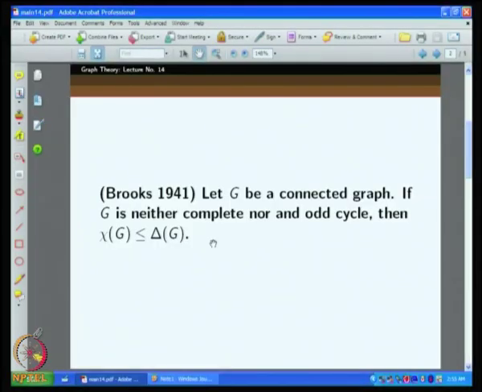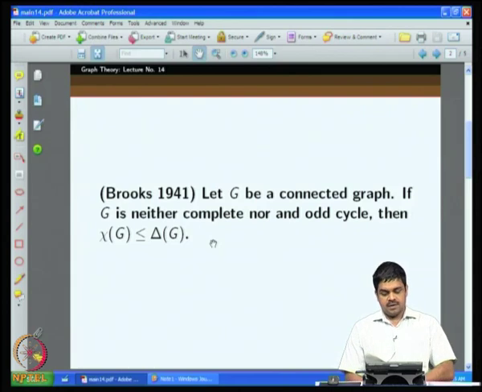So in the last class, we were discussing Brooks' theorem, which tells us that if G is a connected graph and not complete and not an odd cycle, so G is a connected graph which is not a complete graph or an odd cycle, then the chromatic number is at most delta.